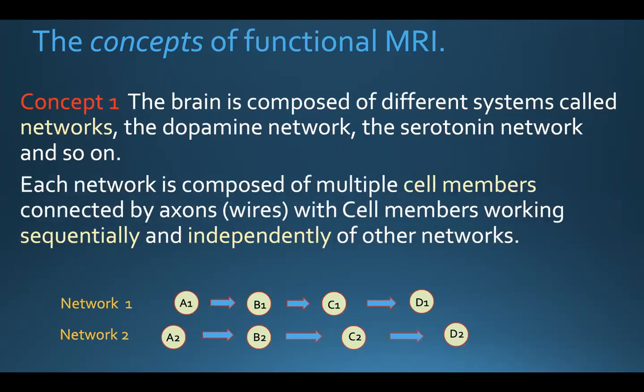Okay, what else? Each network is composed of multiple cell members connected by electric wires called axons. So in network 1, say dopamine, there's cell 1, an electric wire goes to cell 2, an electric wire to cell 3, and so on. These cell members work in sequence and independent of each other. So A has to go to B, B goes to C. B cannot go back to A, A cannot go to C. It has to follow exactly that sequence and has nothing to do with the other networks.